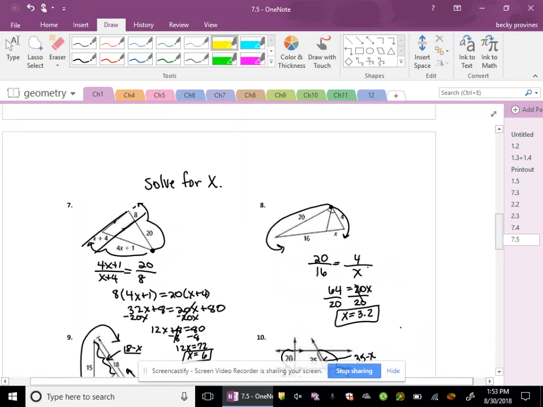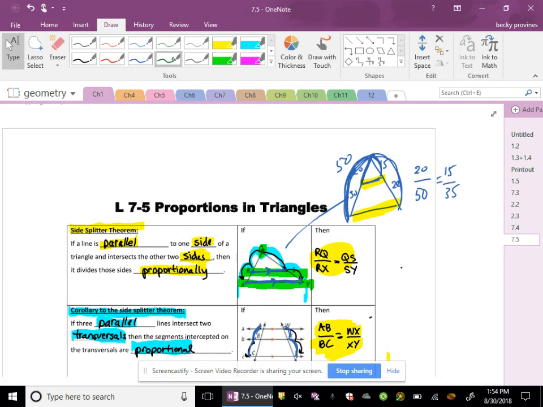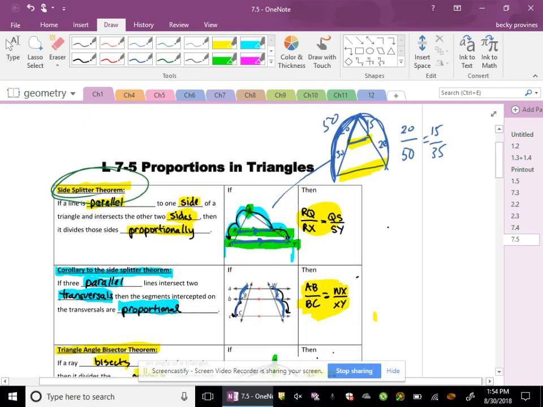Go ahead and put the directions. The directions were on your paper, which is solve for x. Now, here's the clue. See this little parallel symbol? That means we're actually using the very first side splitter theorem right here. So we're going to use the side splitter theorem. You're going to find the parallel lines. You're going to find the point of the triangle that's not being used in the parallel lines, and that's where we're going to start from.